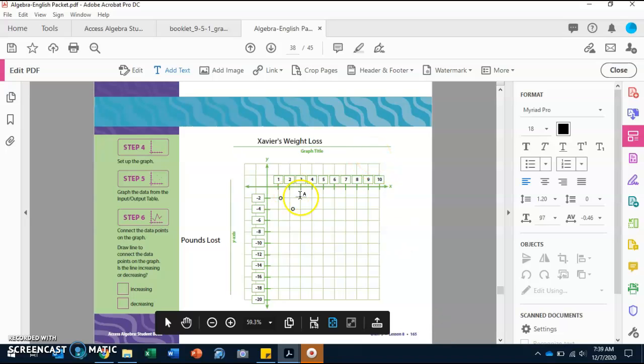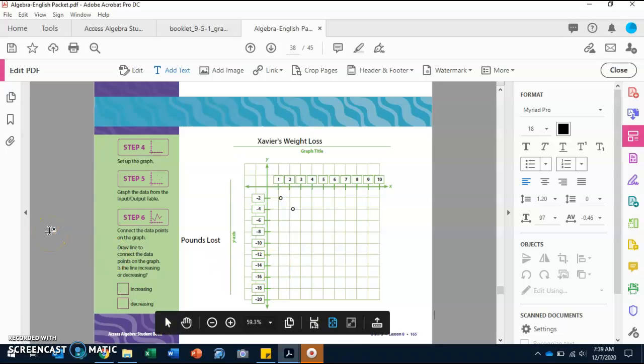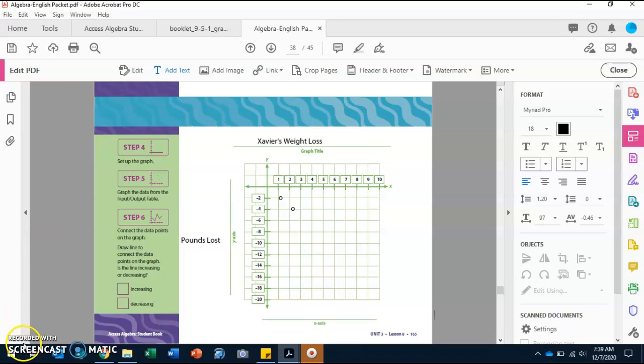So I'm going to give you a couple of minutes for you all to fill in this graph. And then I will come back and show you my answers to see if they match with yours, guys. So take a minute and graph your data.